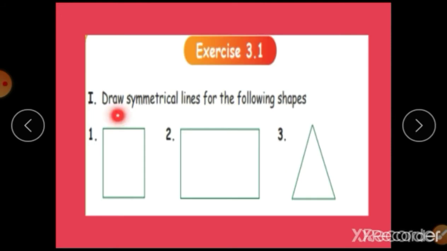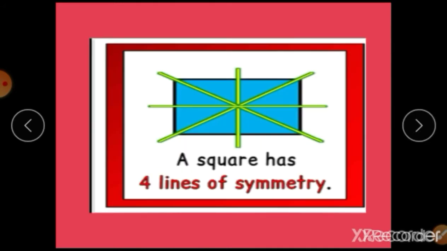Next, we will go through the exercise problem. Draw symmetrical lines for the following shapes. First one, square. A square has 4 lines of symmetry. 1, 2. Here, while taking the first line of symmetry, it divides the square into 2 equal parts.